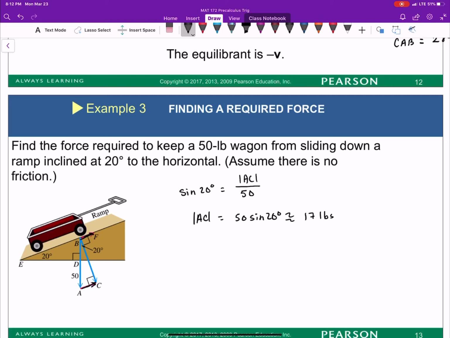If you wonder where AC came from, you look at the bottom. Remember that AC is equal to BF. Just keep that in mind.